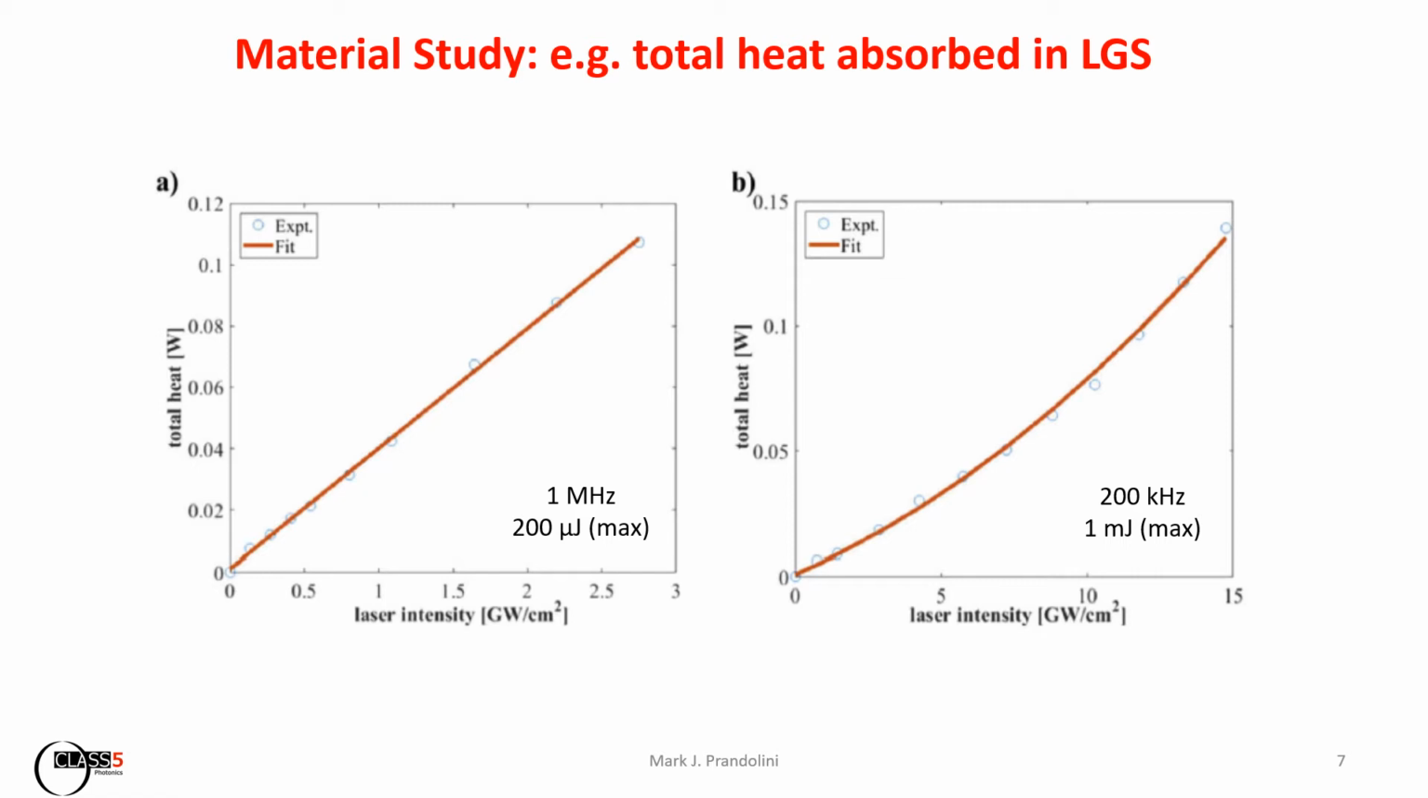In the case of B, we reduced the rep rate, therefore each pulse energy was 5 times greater, with a maximum pulse energy of 1 millijoule at maximum 200 watts. In this case, we could see non-linear absorption within the crystal. From these graphs, we can determine the linear and non-linear absorption for LGS, and this was repeated for all crystals.